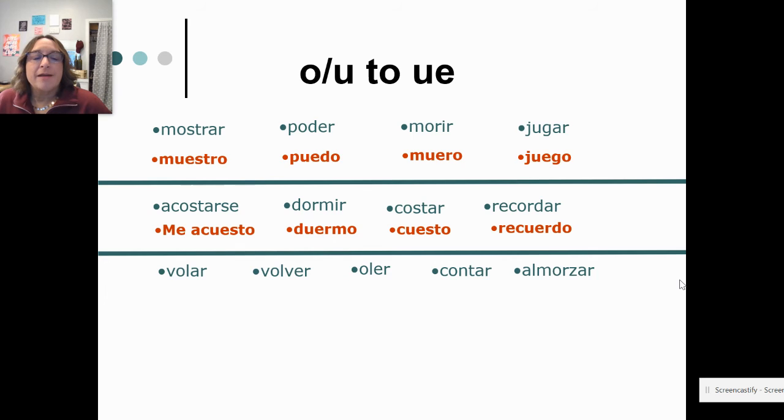Recordar, to remember. Recuerdo. I fly. Vuelo. Volver is to turn or to return. Vuelo. That's a weird spell changer.